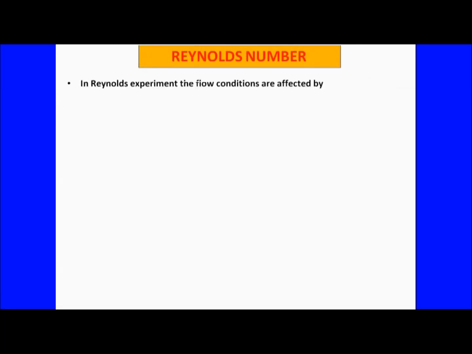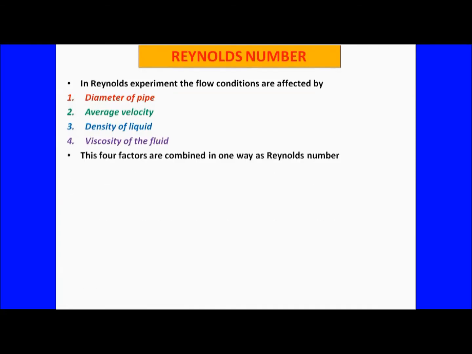So Reynolds number. In the Reynolds experiment, the flow conditions are affected by certain factors. What are they? First of all, the diameter of the pipe. Next, the average velocity. Next, the density of the liquid. Next, the viscosity of the fluid. These four factors are combined, and this combined factor is known as the Reynolds number. So Reynolds number R is defined simply as inertial forces divided by viscous forces.